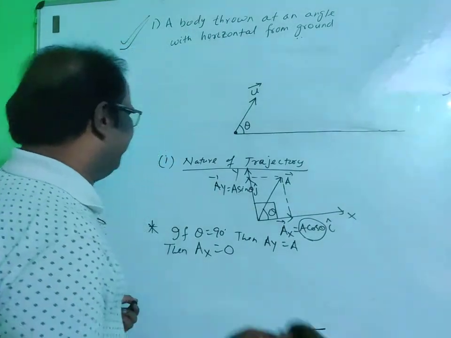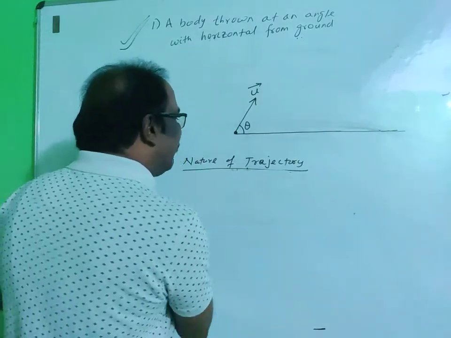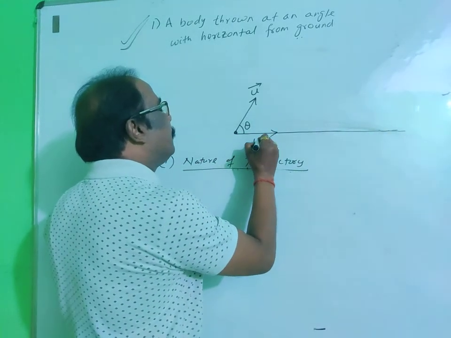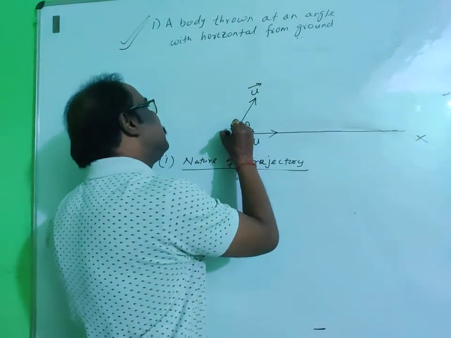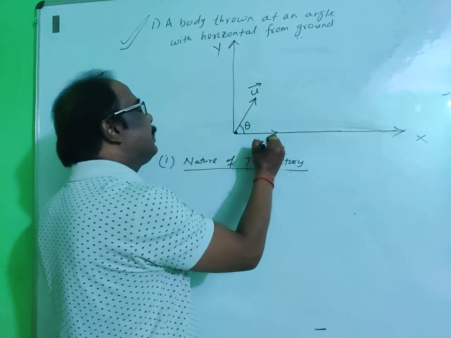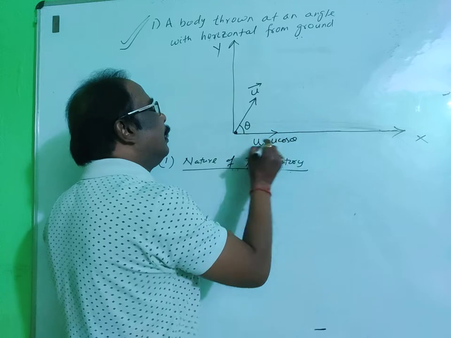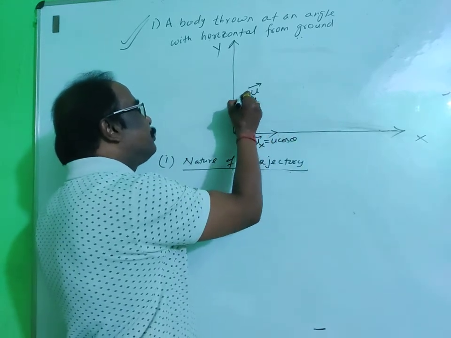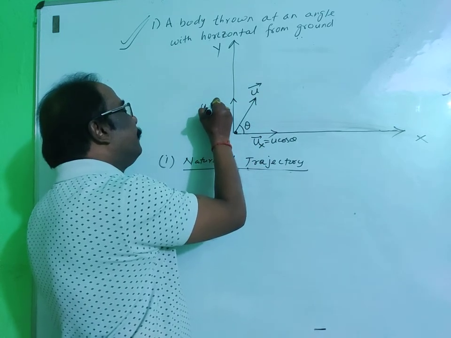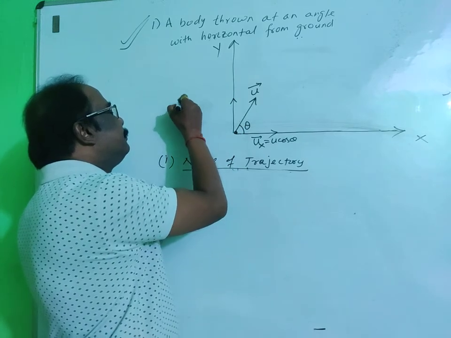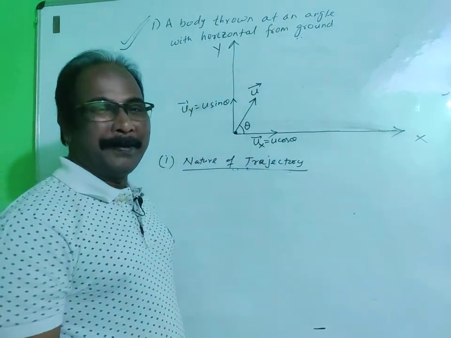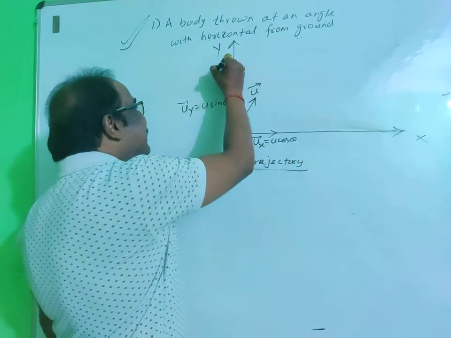Nature of trajectory. A body is thrown with a velocity u, then this velocity may be resolved into two rectangular components, one along the x axis and one along the y axis. The x component of initial velocity, ux, is u cos theta, along the x axis. Similarly, the y component of initial velocity is uy, which we may take as u sin theta, along the positive y axis.